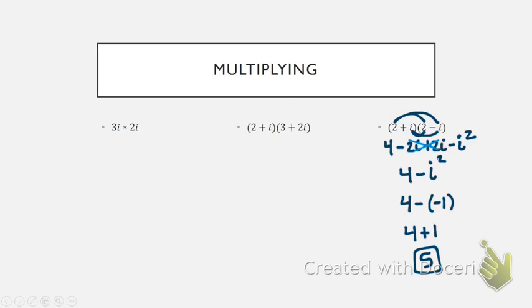Sorry that the first two where it disappeared. You can rewind the video if you need to. But multiplying follows the same properties as a variable, essentially, except everywhere you see an i squared, it equals negative 1.